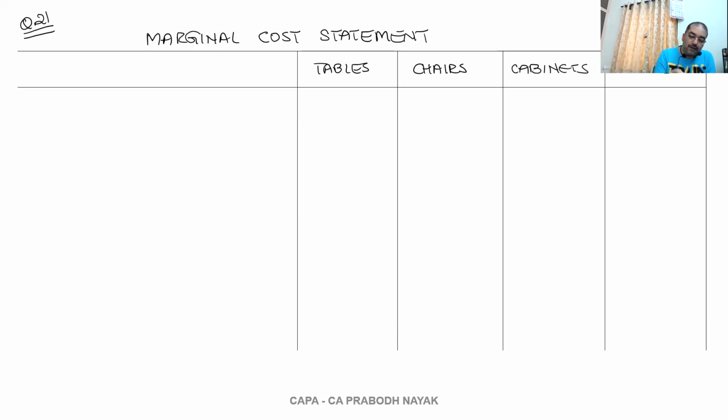Okay. So for this, first I'll start with the quantity. Quantity is 10,000, 15,000, 10,000, 15,000 and 15,000 as of now, without taking into consideration the additional sales that we are likely to take place. We are doing the existing marginal cost statement.